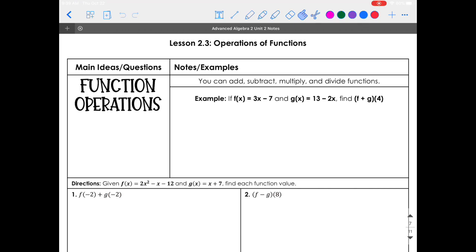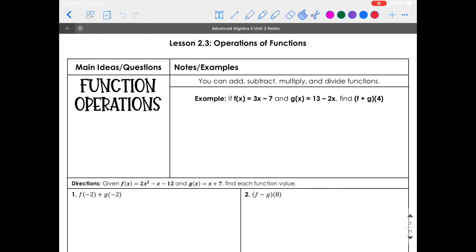Hey everyone, we are in lesson 3 of 4, so not too much further to go. And in this lesson, we're talking about functions and operations of functions. So when we have functions, you can add them, subtract, multiply, and divide functions. If you felt okay in the first lesson when I said find f of 2, if you could do that, then you're set.